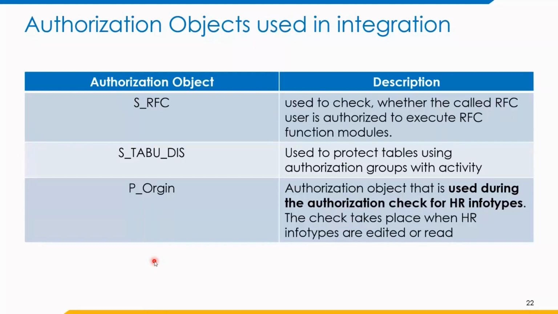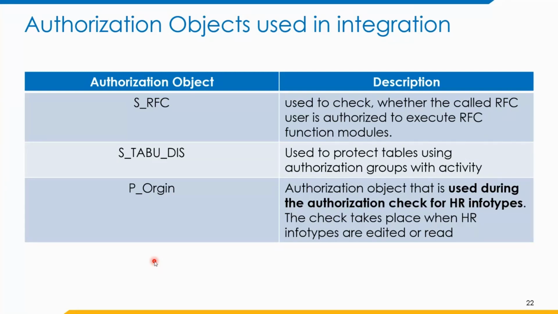So as we have discussed, entirely SAP systems depend on the RFC protocol, where the Java library files and the jar files will call a specific remote function call that will execute the function as per our requirement. So S_RFC, you use it to check whether the RFC user is authorized to execute an RFC call or not. And S_TABU_DIS is another authorization object, used to protect tables using authorization groups with the activity.